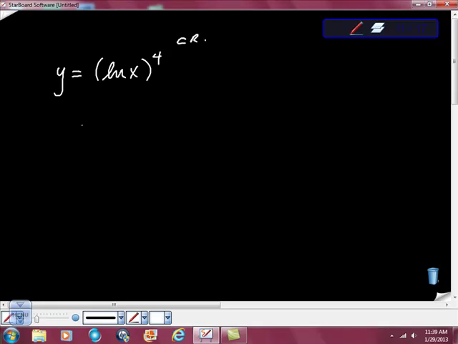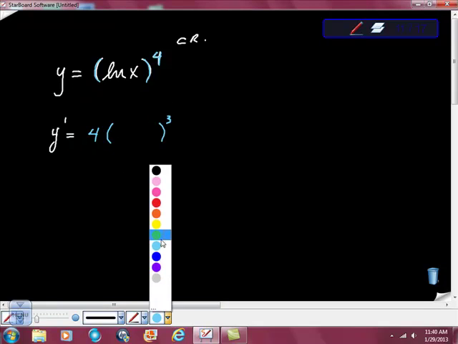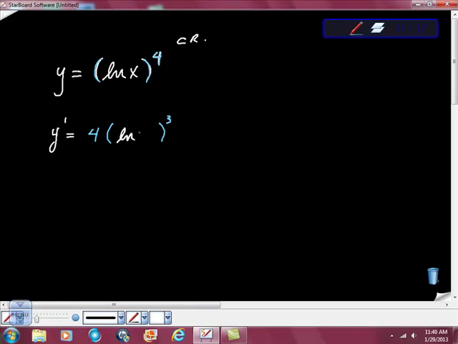Here I'm going to use the chain rule. I'm going to take the derivative of the outside function, which is this function right here. So I take the derivative of that outside function, which is 4 times the quantity to the third power. I'm just taking the derivative of the outside function. I leave the inside function the way it was, times the derivative of the inside. And what's the first derivative of ln of x? 1 over x. So here we have 4 ln of x cubed all over x.